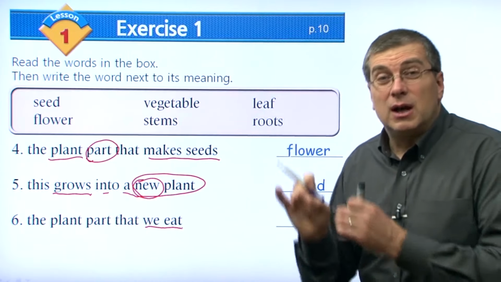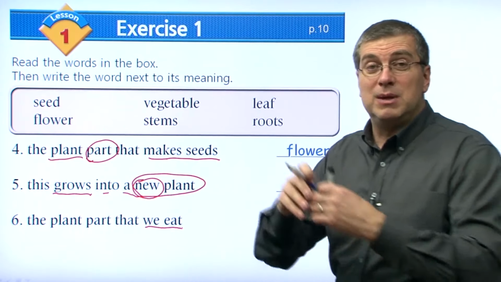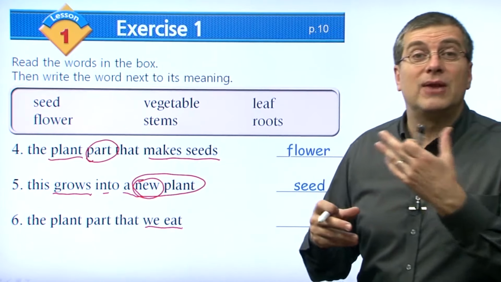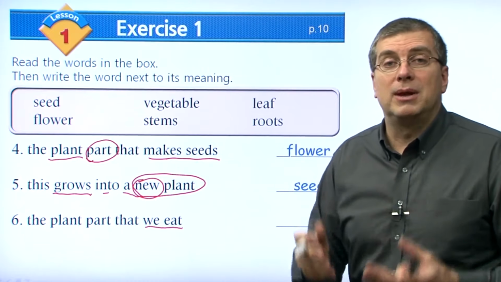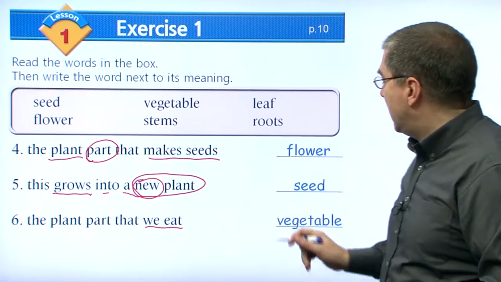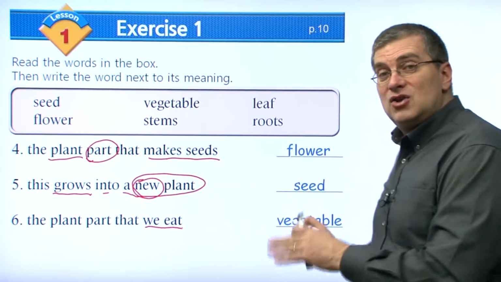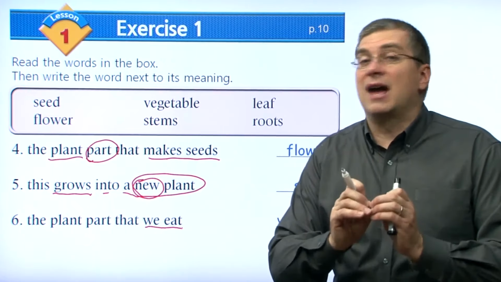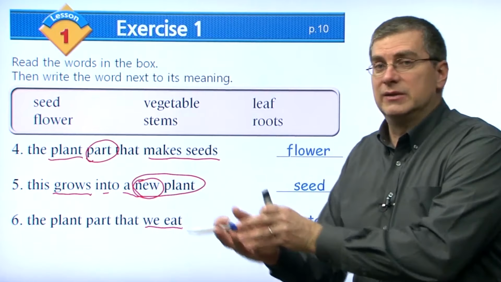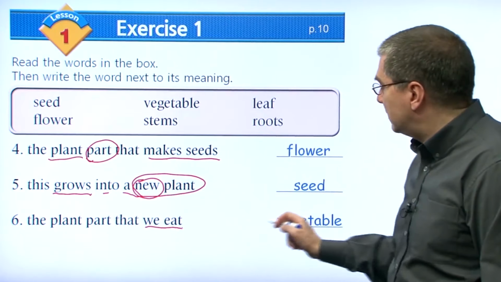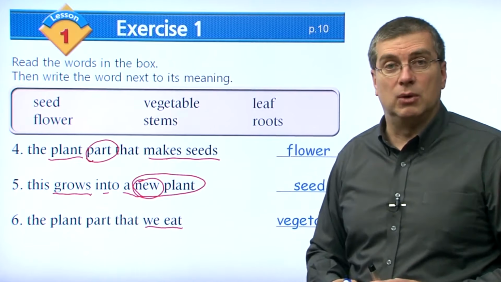Number six, the plant part that we eat. The part of a plant that we eat can be the roots, it can be the leaves, it can be the flowers, it can be the seeds. The part of the plant we eat is called a vegetable. And remember, vegetable is the part that doesn't have seeds. Fruit is the part that does have seeds. But the part of a plant that we eat, we say vegetable. And there are many types of vegetables.